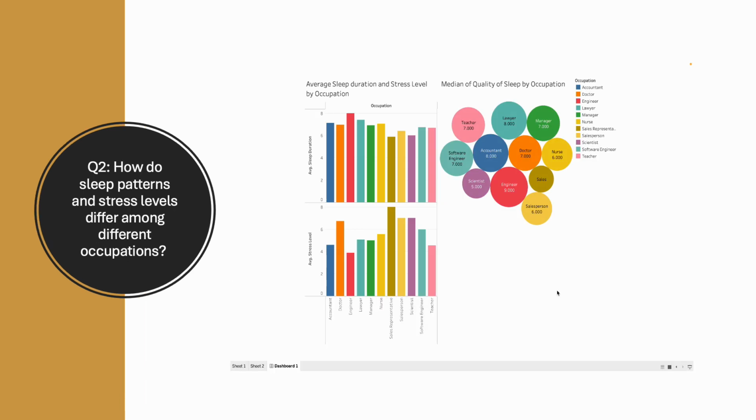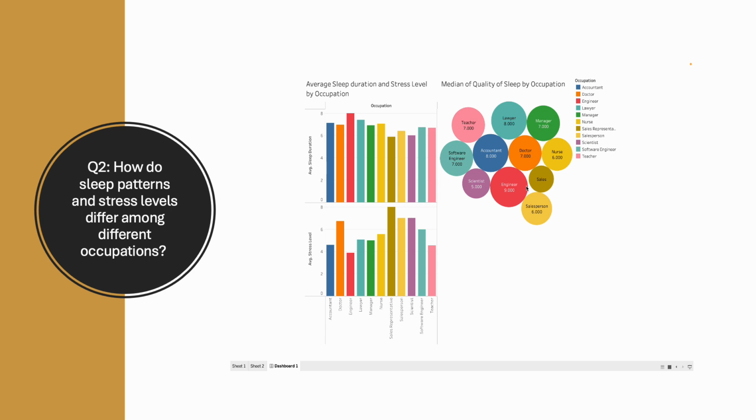Illustrate the average sleep duration, stress level, and the quality of sleep by occupations. The chart on the left shows that engineers have the longest average sleep duration, while sales representatives have the shortest. In terms of stress level, engineers have the least stress, while sales representatives have the most. There is a clear correlation between average stress level and average sleep duration. As we can see from the charts, occupations with higher stress indices tend to have shorter sleep durations.